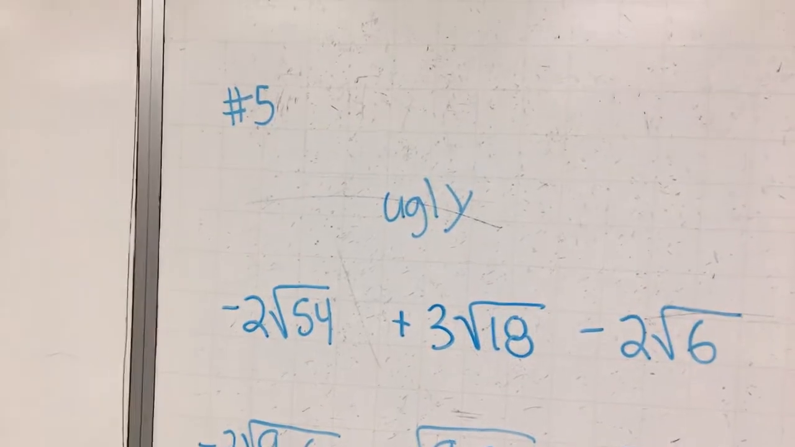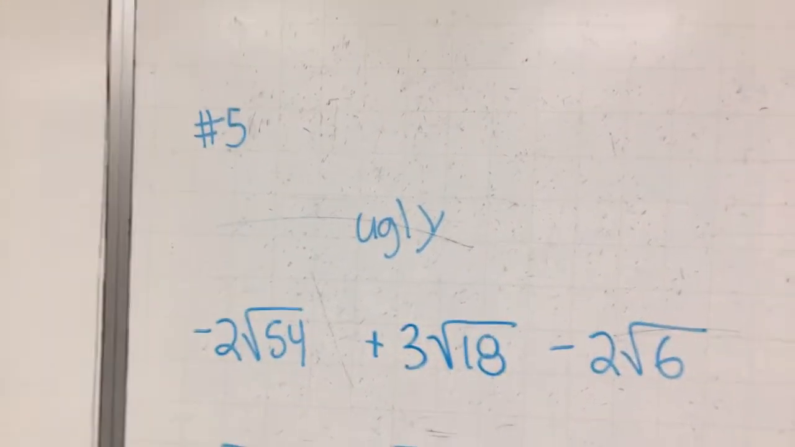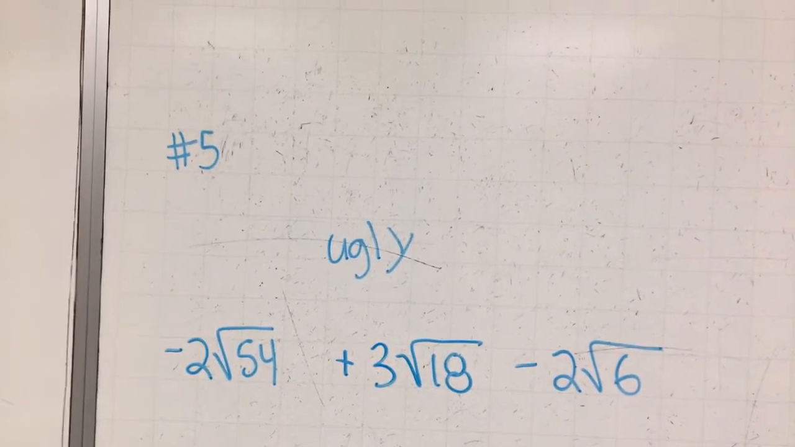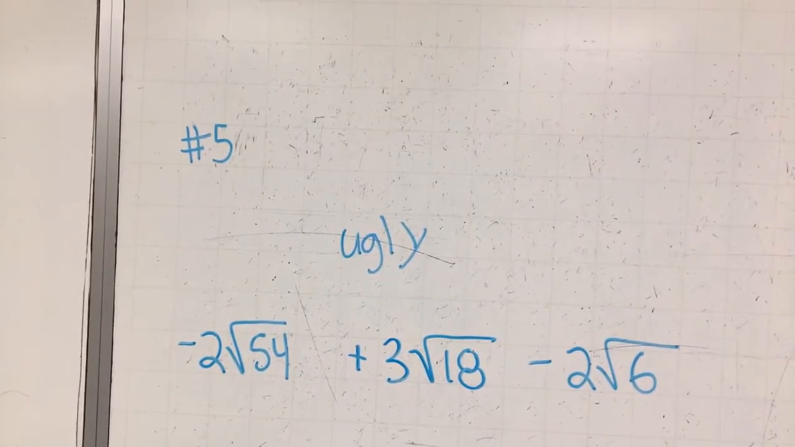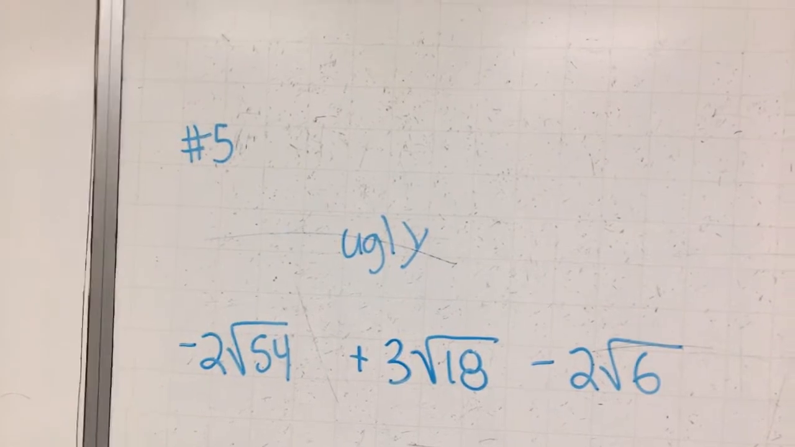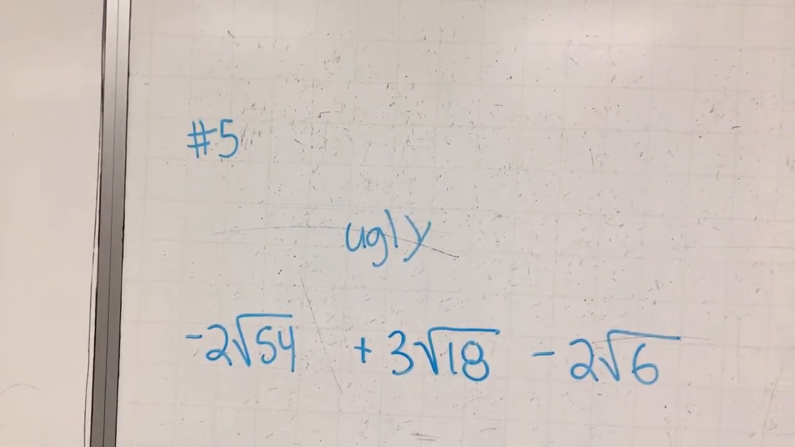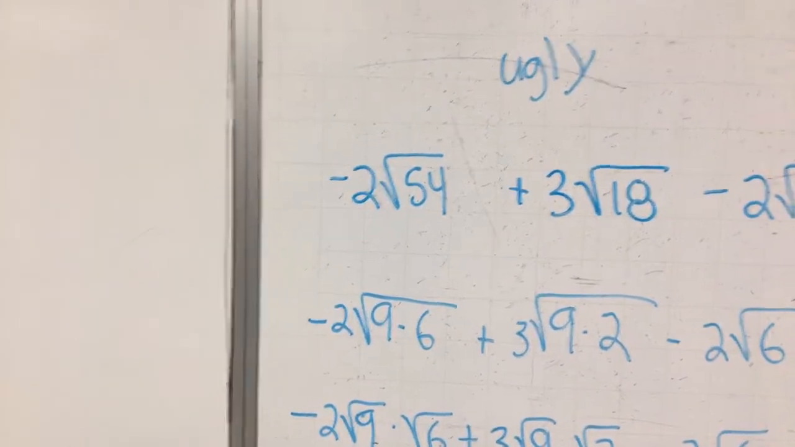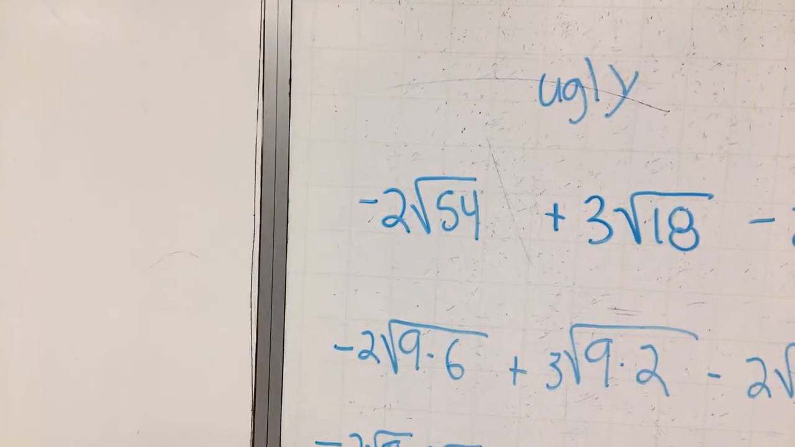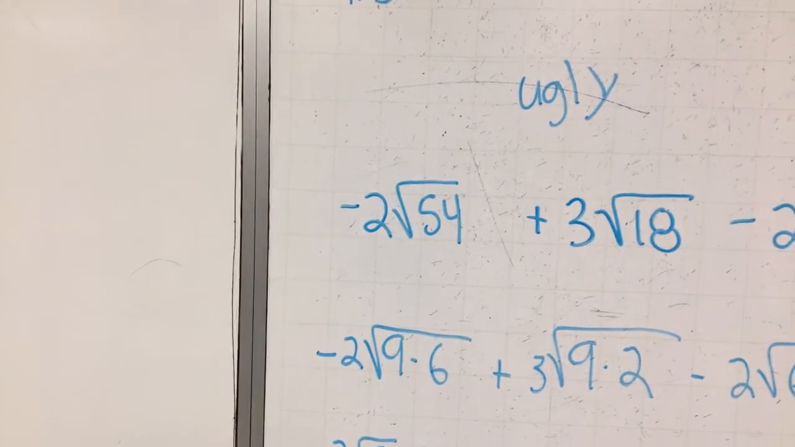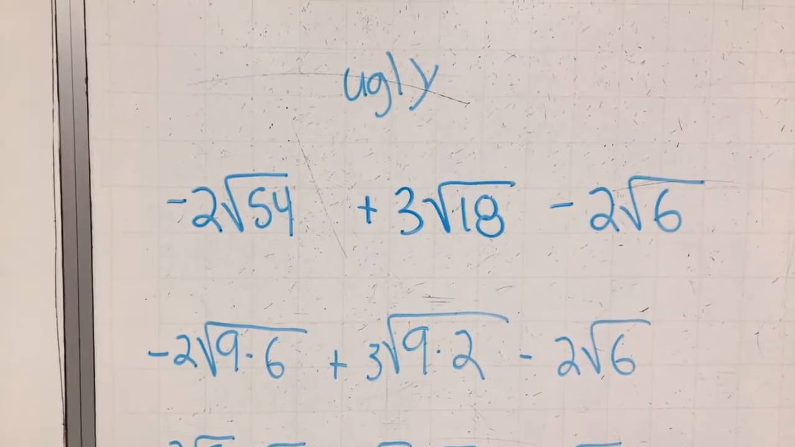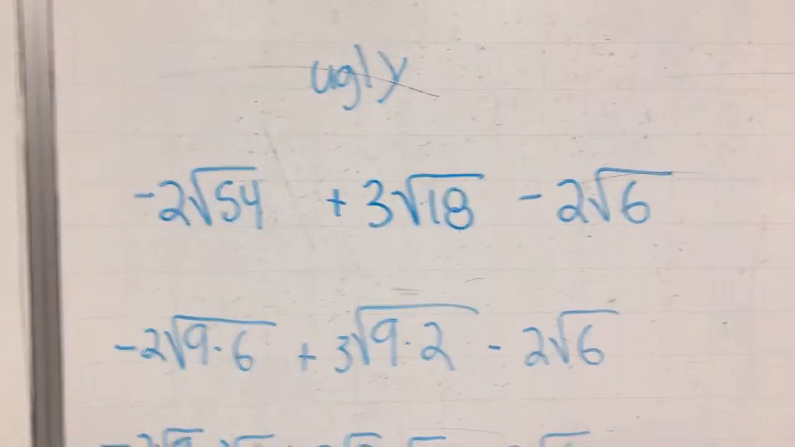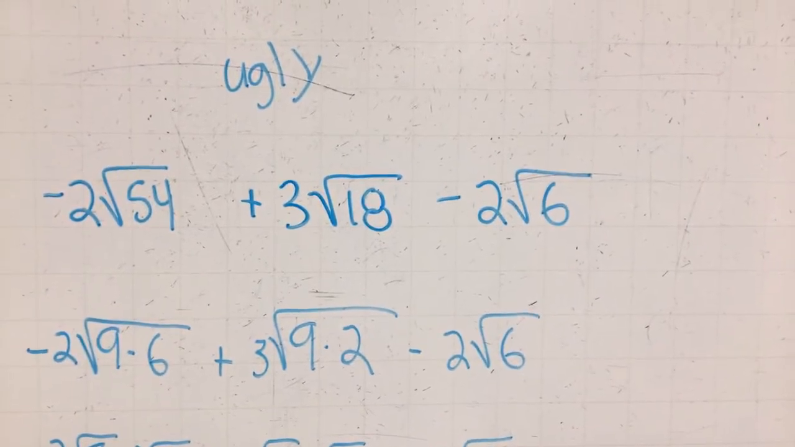However, 54 and 18, knowing your multiplication tables, you know that 9 times 6 is 54, and 9 times 2 is 18. Therefore, and 9 is a square. So 54 is going to look like that. This negative 2 times the square root of 9 times 6. And 3 square roots of 18 is going to look like 3 times the square root of 9 times 2. And then, of course, negative 2 square roots of 6.